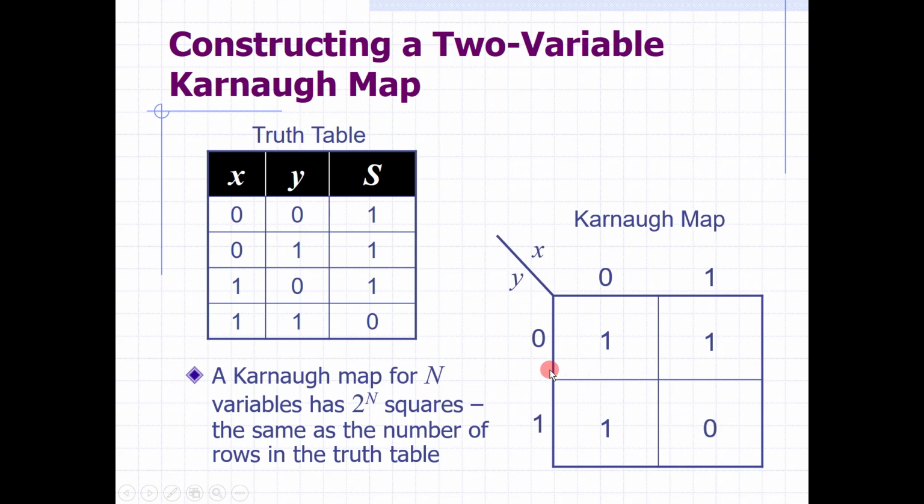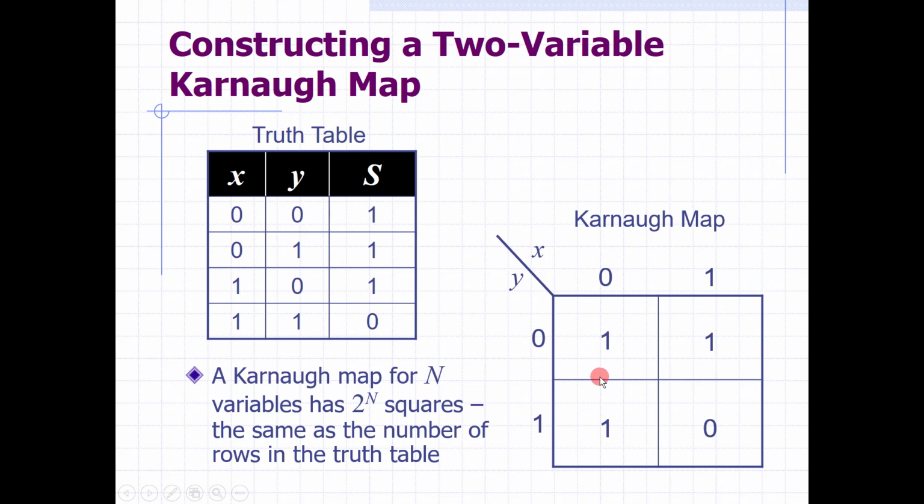We have n input variables, so there'll be 2 to the n squares. I did the 2 variable case here, so 2 variables, 2 to the 2 is 4 squares. When you have 3 variables, the Karnaugh map has 8 squares, 4 variables, it has 16 squares.